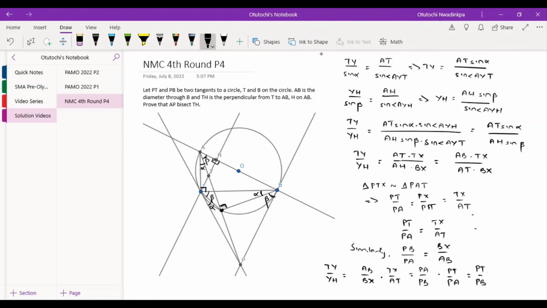But PT and PB are tangents to the circle from P, so they are both equal. PT is equal to PB, so we have this equal to 1, which was what we wanted to show. So this implies that TY is equal to YH, and we are done. So that's that for this problem, and thank you for watching this video.